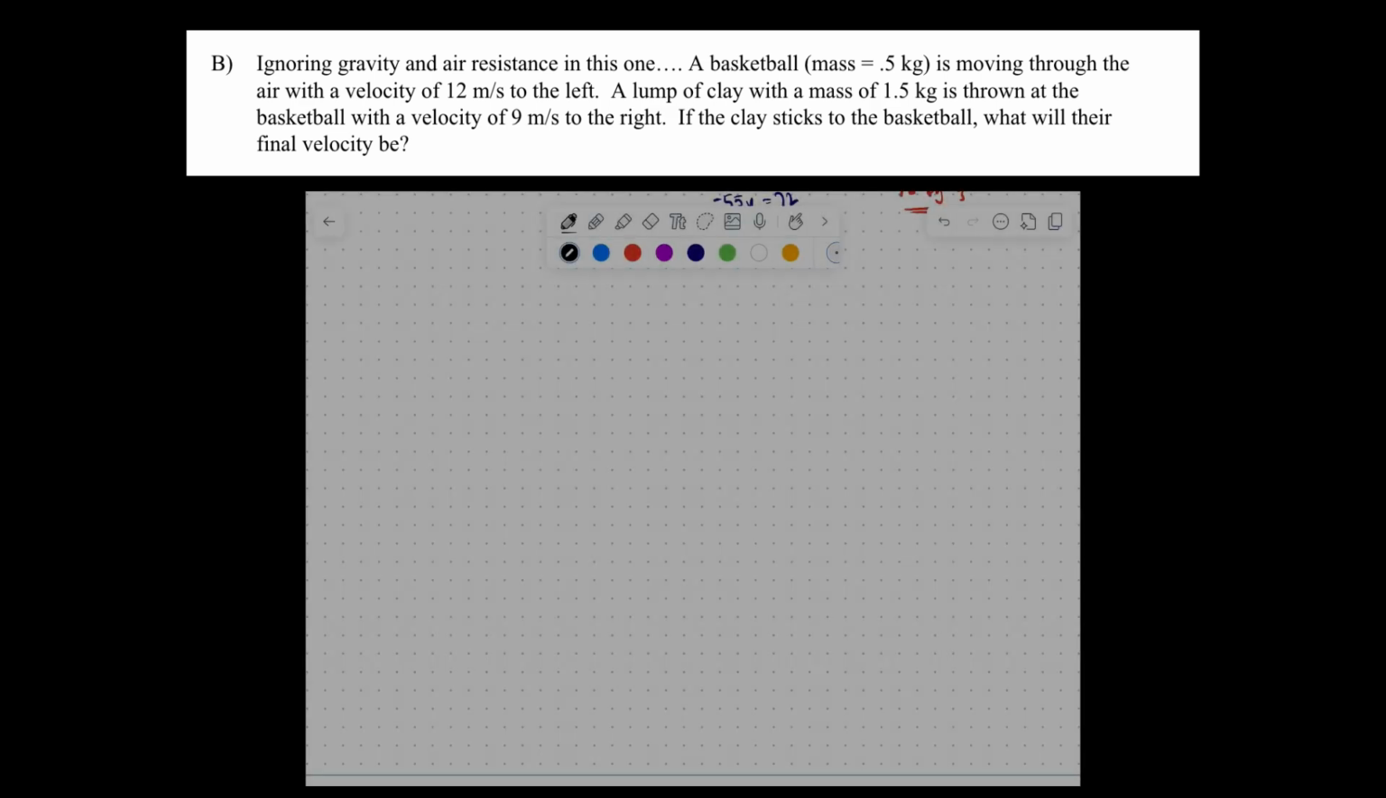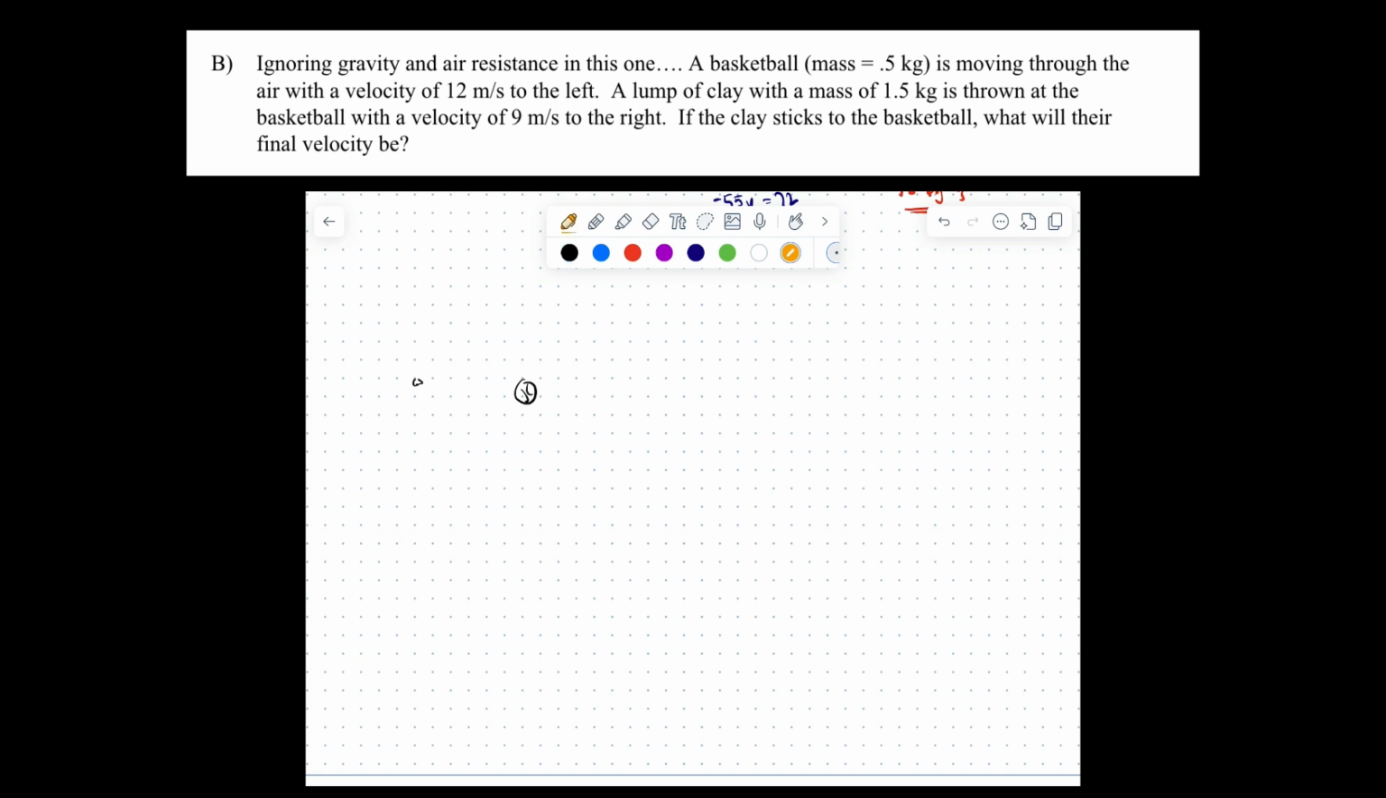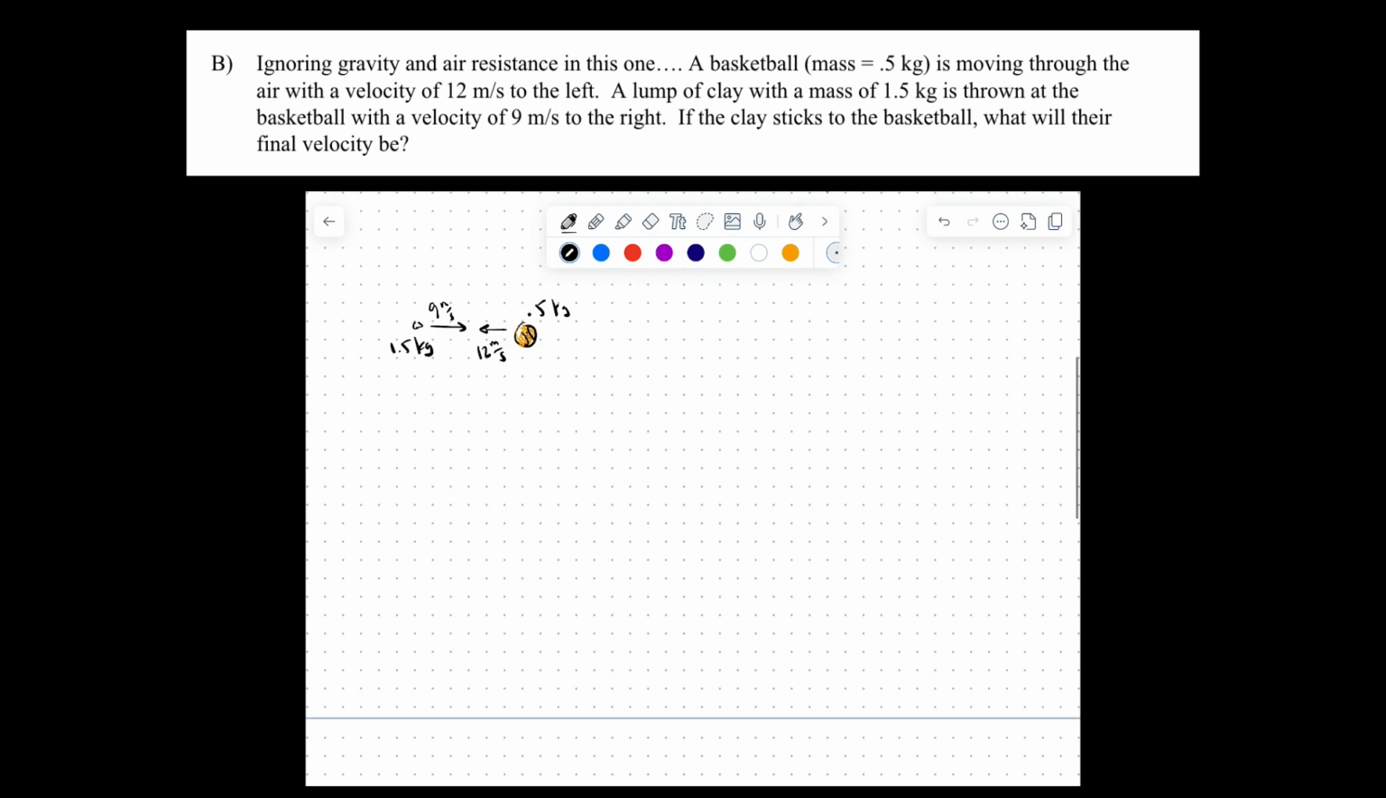So in the second question, we have a collision. So we have this lump of clay and a basketball. I'm going to shade that in orange. All right, so the lump of clay is initially moving at 9 meters per second to the right, and the basketball is moving at 12 meters per second to the left. The basketball has a mass of 0.5 kilograms, and the lump of clay has a mass of 1.5 kilograms. Okay, and afterwards, they're going to stick together.